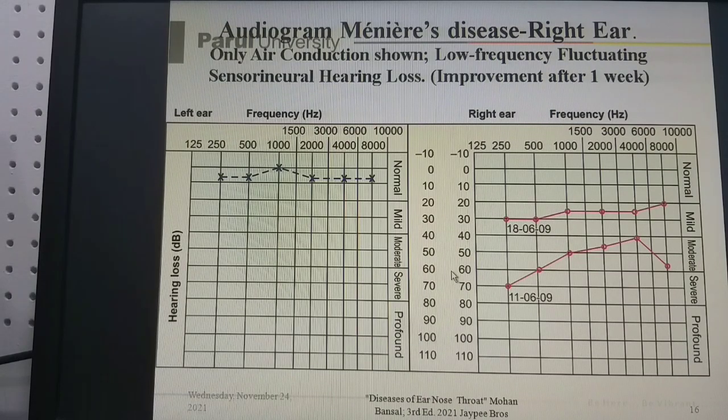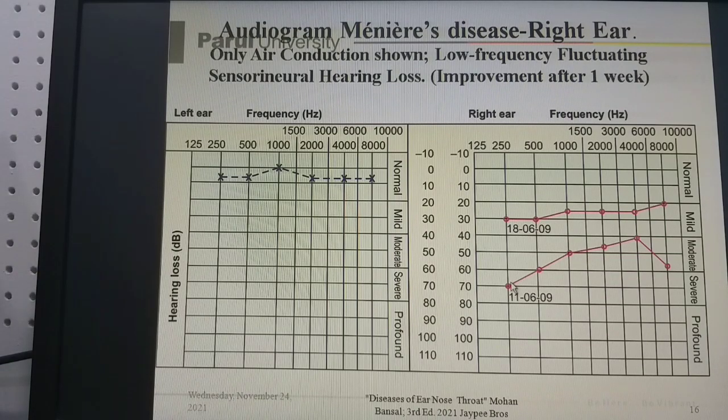And this is showing you the audiogram of Meniere's disease. The patient is having right-sided Meniere's disease. The left ear audiogram, you can see, is almost normal. Only air conduction is shown, because in this audiogram we are showing simultaneously the audiogram taken at the time of symptoms and the audiogram taken after 1 week.